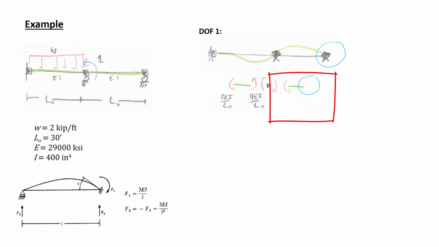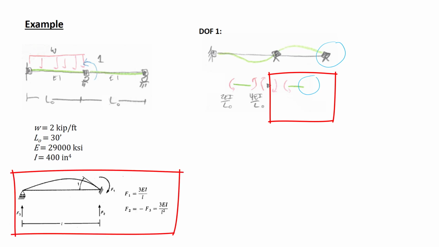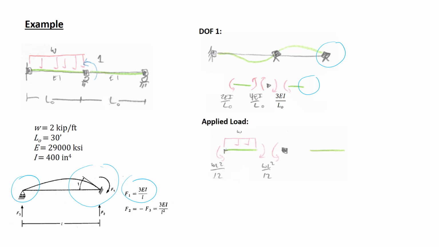Let's look at the value from our appendix. This diagram shows a beam with one end being subjected to a unit rotation and the other end free to rotate. The value of the moment is 3EI over L, so we know then that the value of that moment is 3EI over L. We now look at the applied load. For the left-hand side, where there's the distributed load, the moment is WL squared over 12, which we've done previously. There's no loading on the right-hand side, so there's no force there.